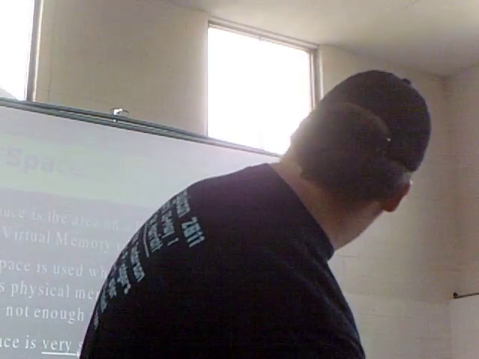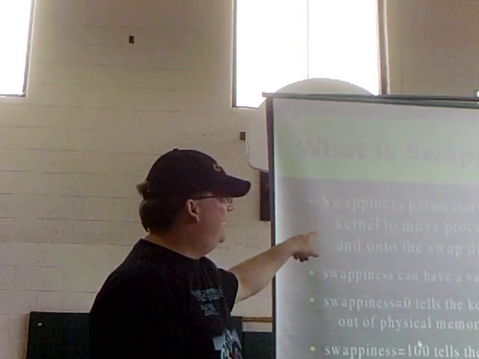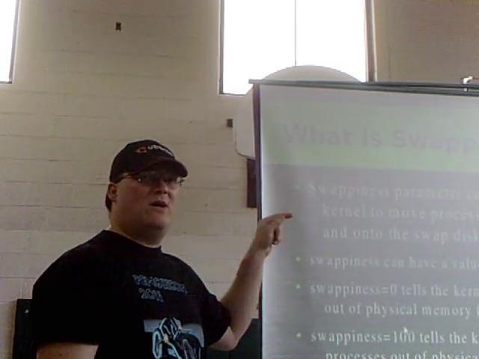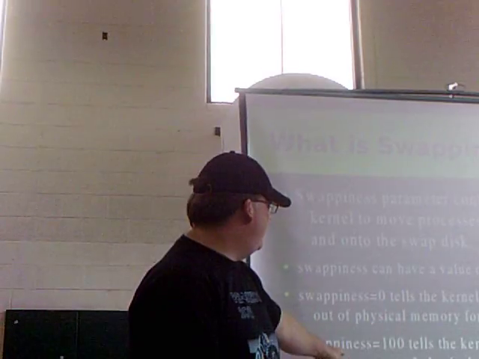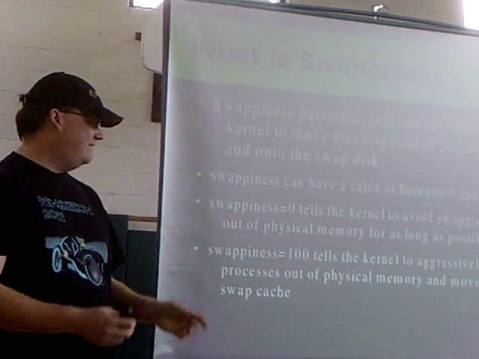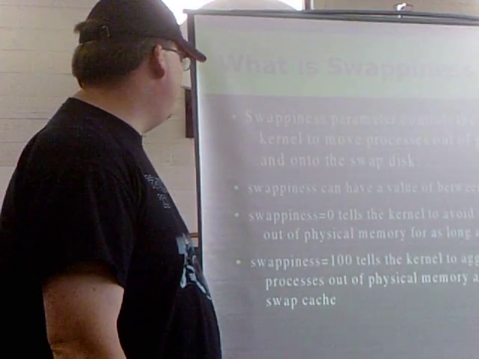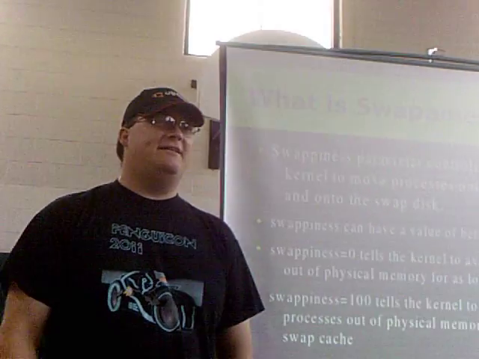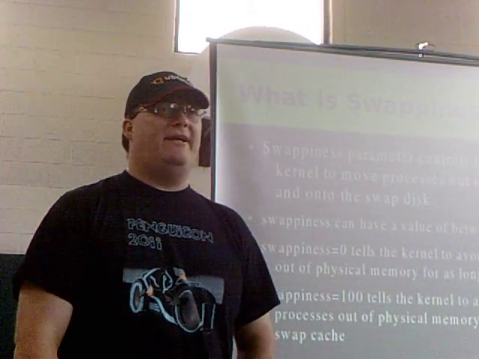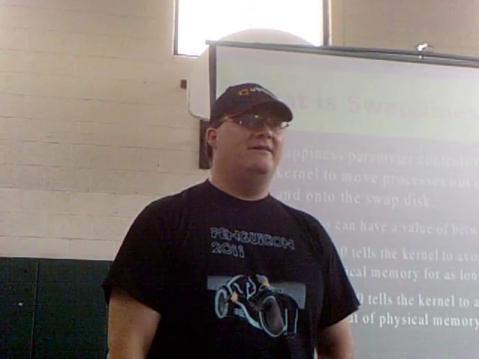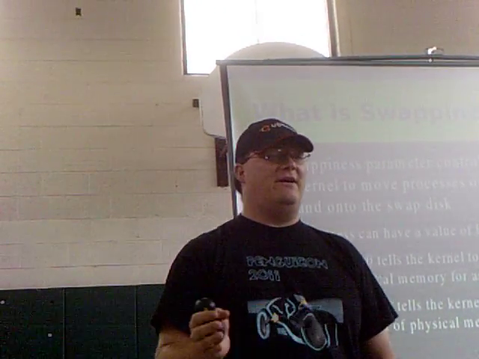So swappiness is the tendency for the kernel to use swap space instead of the RAM. It's a value from 0 to 100, and the default is 60. If you crank that down, it's going to use RAM more often than swap space. If you have a ton of RAM, like on my laptop I have 4 gigs, I'll crank that down to 10 or 0, and then it will mostly use the RAM instead of swap space.